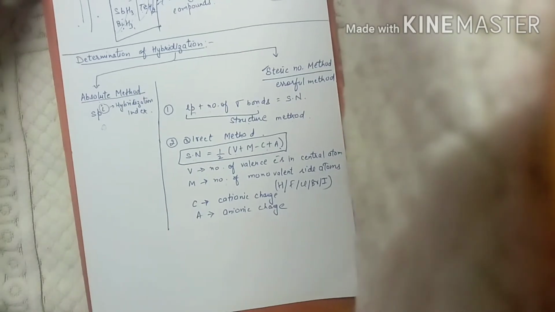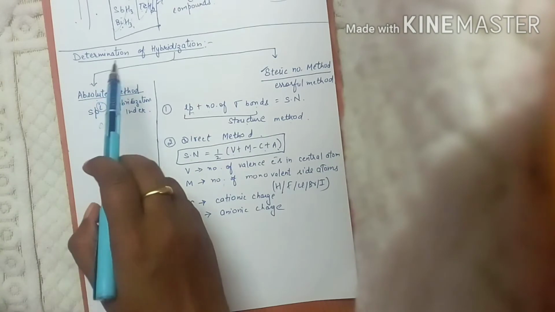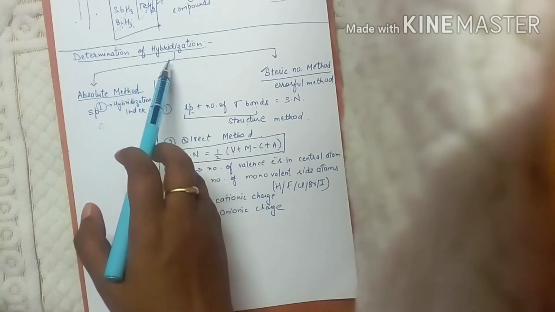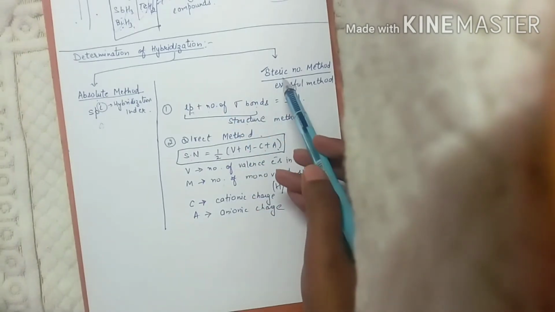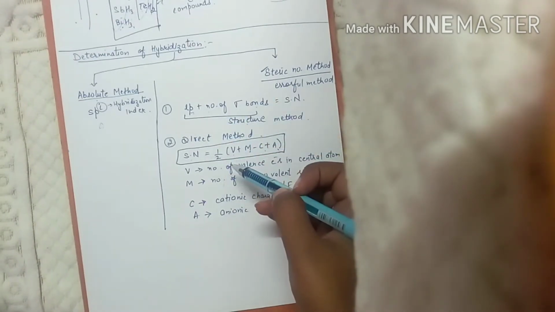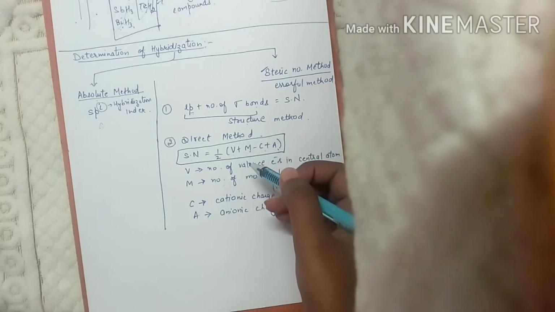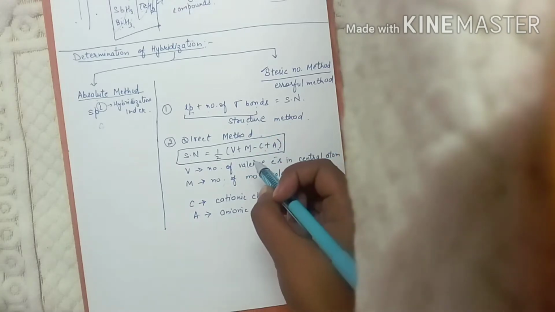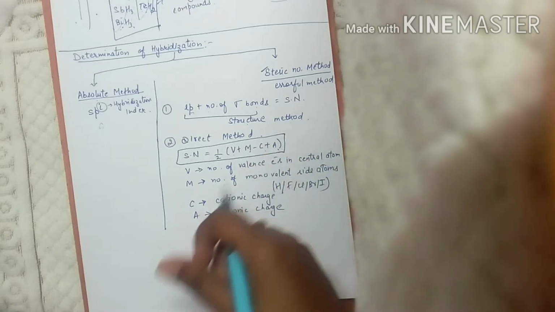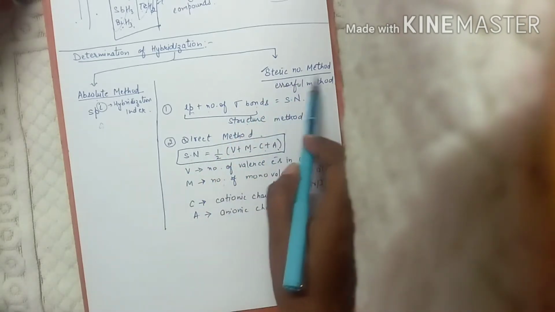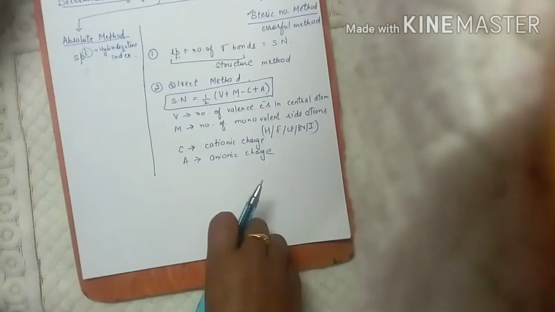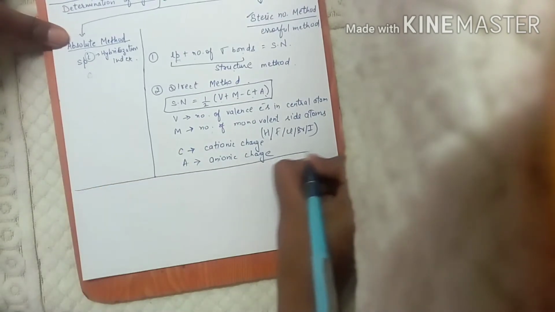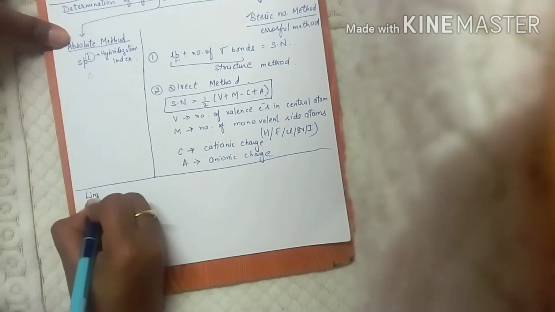So, in the last lecture, we studied the determination of hybridization. There were two methods, absolute and steric number method. We discussed how to find the steric number of a given molecule, and using that steric number, how we can find the geometry of that molecule. We have already discussed that the steric number method is an error-prone method, hence it has some limitations. So now we are going to talk about the limitations of the steric number method.